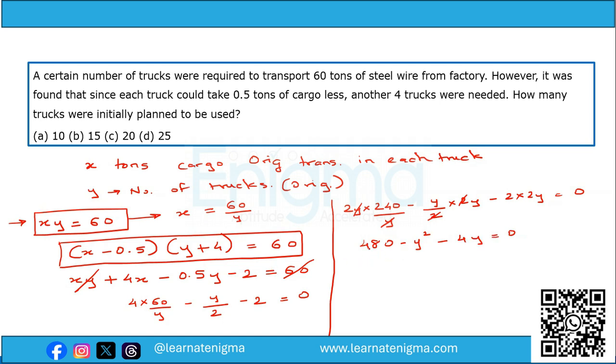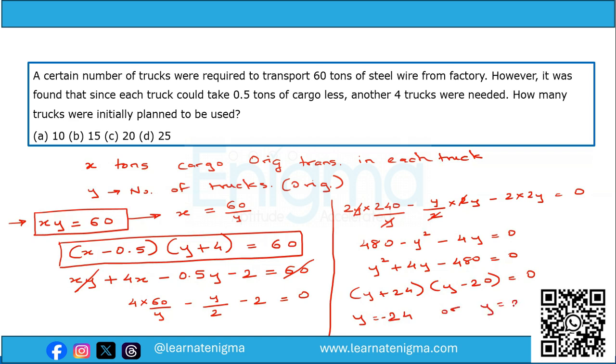So let's rearrange the terms. So we have here y square plus 4y minus 480 is equal to 0. So the factors come out to be y plus 24 into y minus 20 is equal to 0. So therefore y is equal to minus 24 or y is equal to 20.